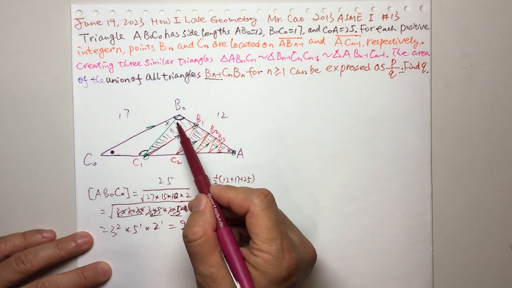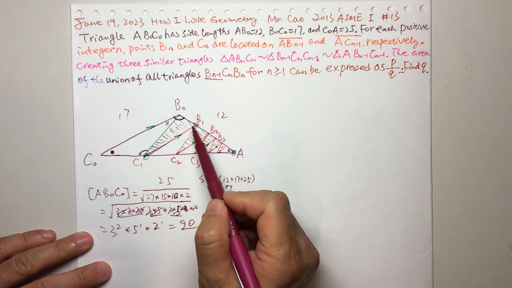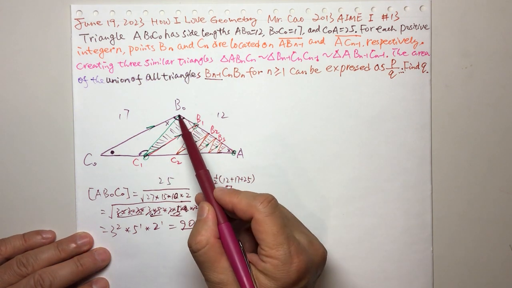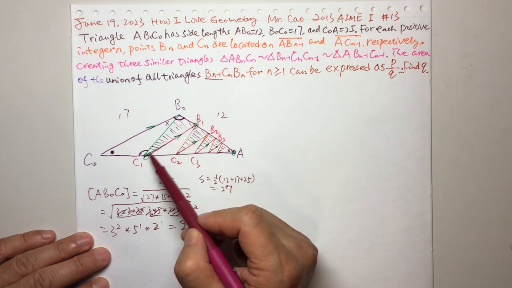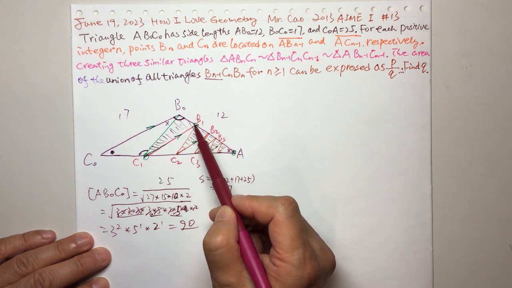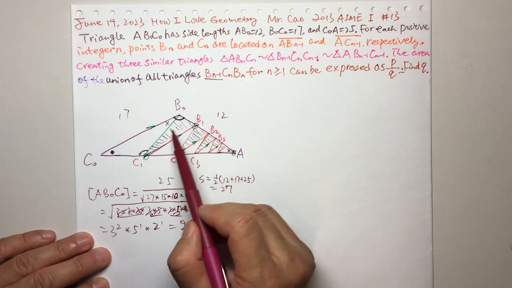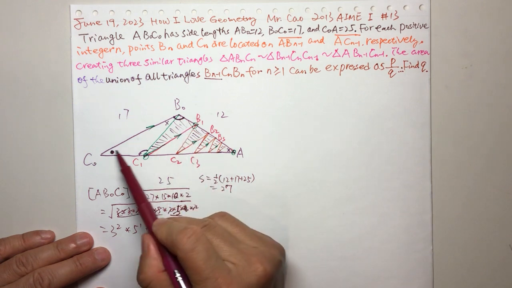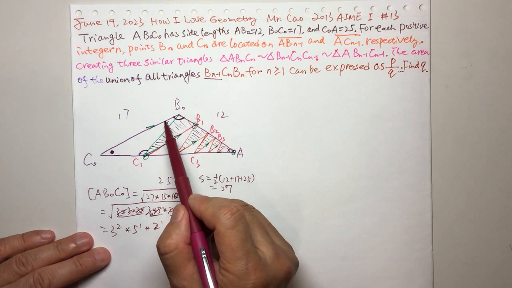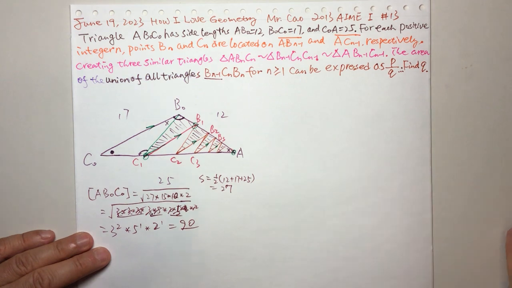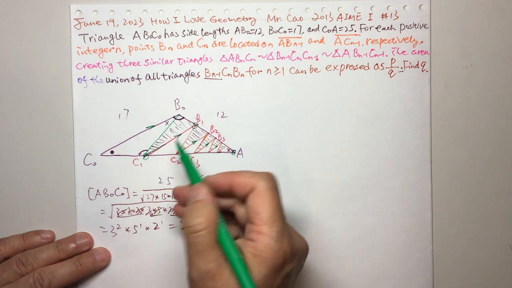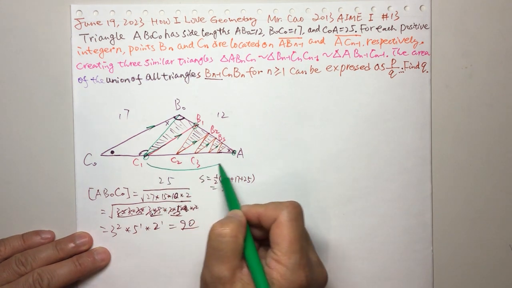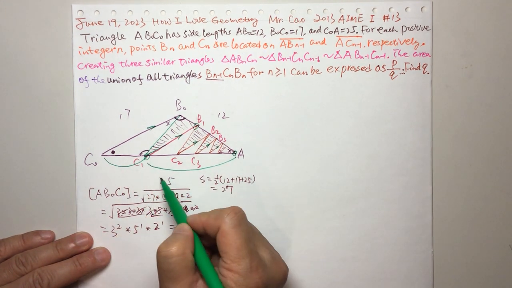Then we should find the area of B1, B0, C1, but we have no information about B0, C1, and C1 to B1. But we can use the information the problem gives. This one is similar to the whole triangle, and this is also similar to the whole triangle, so we can find some information, because this side and this side, the sum of them is 25.